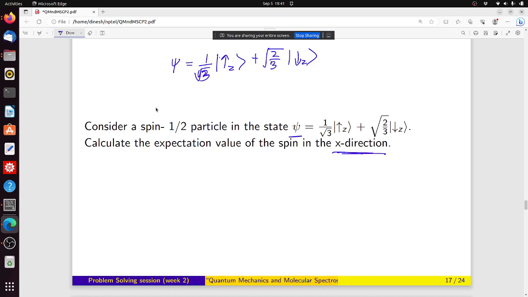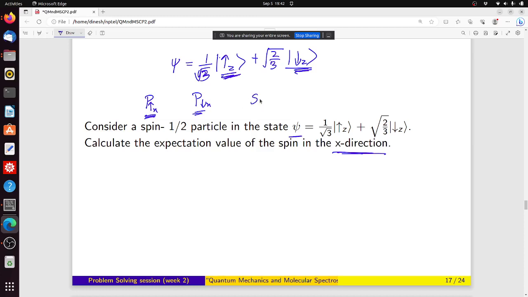So we are asked what will be the probability of spin up in x direction and the probability of spin down in x direction. We are given the z direction, and we are given a basis in z direction. We have to find the probability of finding that particle in spin up state in x direction and spin down state in x direction. So any guess how we will proceed? Do you know the spin operator? No, sir. Okay, then I'll tell.